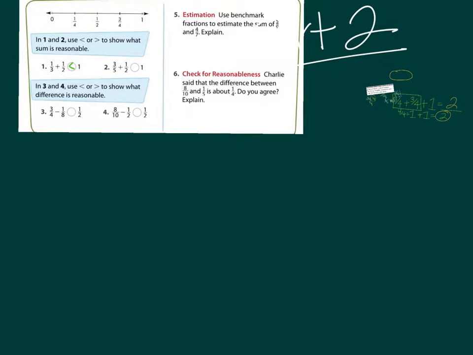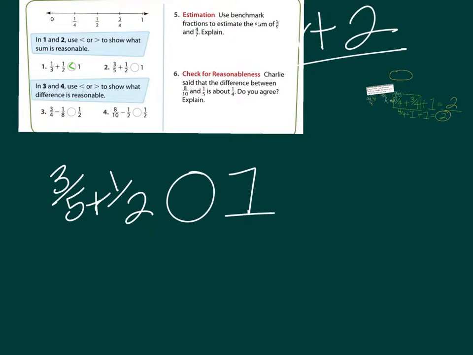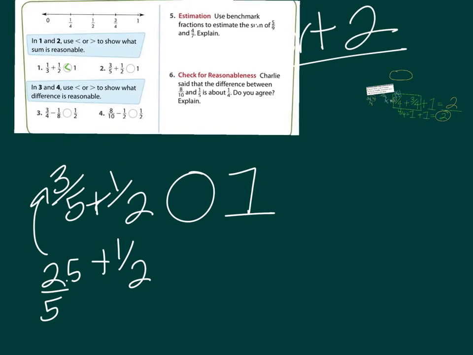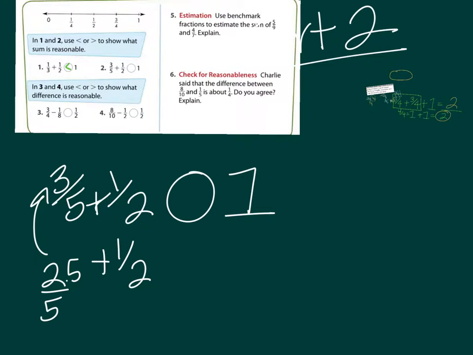Okay, looking at number 2, it says 3/5 plus 1/2, and it's comparing it to 1 whole. Okay, so a half is a half. Now let's think 3/5. Well, remember, Miss Ayala always wants you to think of your half. So half of 5 would be 2.5. So I can think of that as greater than a half. So I can say, well, it's not half. If it's greater than a half, it would be 3/4. So then I have 3/4 plus 1/2 compared to 1 whole.